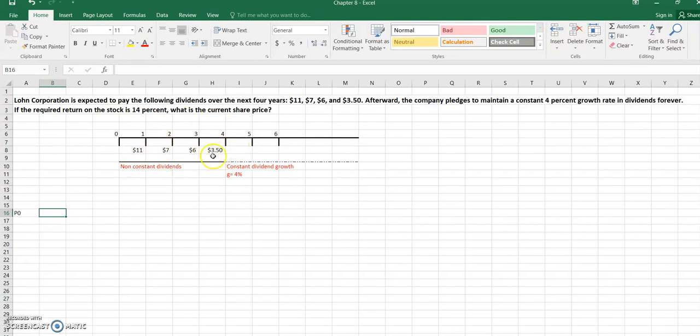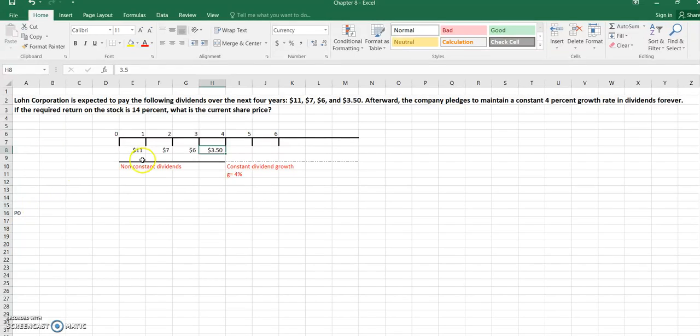I have here the timeline just so that we have a visual depiction of what's going on. So we want to buy the stock today, and we're expecting to get $11 year 1, $7 year 2, $6 year 3, and $3.5 year 4. After year 4, we're going to continue receiving dividends, and those dividends are going to grow constantly over time by a percentage of 4%. So G equals 4%.